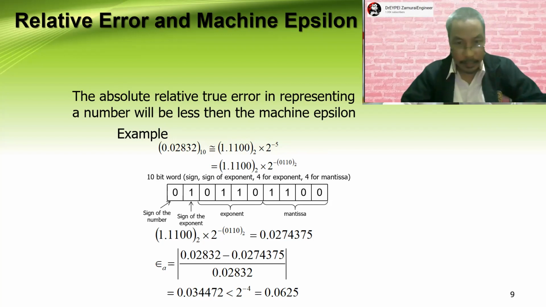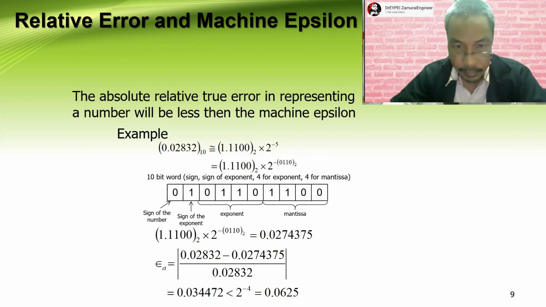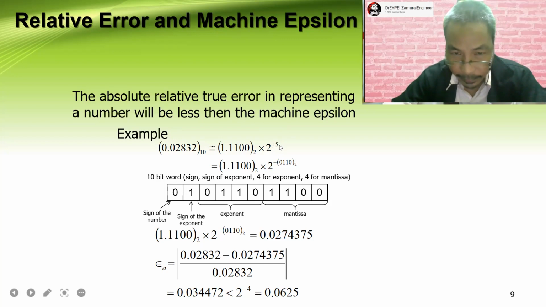Okay. Then you have the exponent, which is negative 5. So convert this into binary again. So negative, and then 5. So convert.